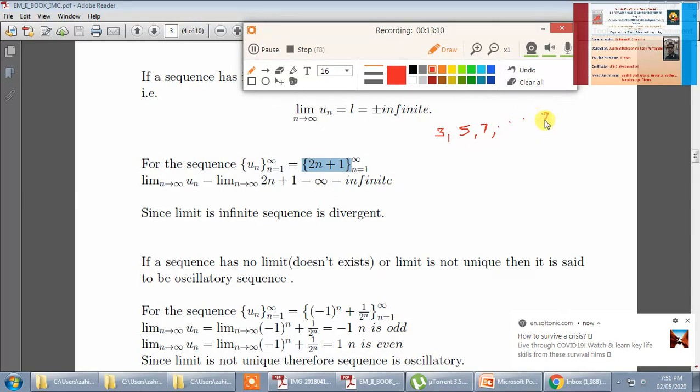So this sequence has nth term 2n plus 1. If I take the limit as n tends to infinity of 2n plus 1, infinity times 2 is infinity, plus 1 is also infinity, and therefore this limit is infinite. Therefore this sequence is divergent in nature, so it is called a divergent sequence.